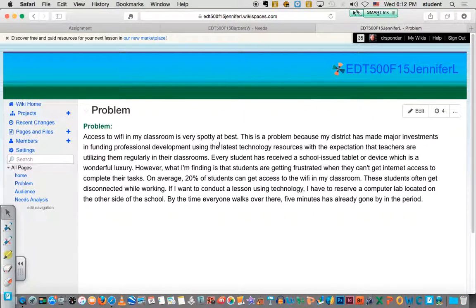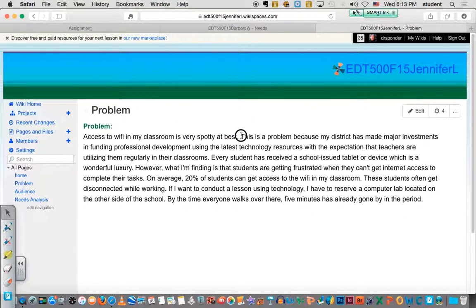Okay. So that was part of what I think I wrote in the problem, but my district has provided the devices to every student. So they definitely all have something, and it's kind of frustrating for me and them when they can't use it. Okay. Access to Wi-Fi in the classroom is intermittent. Not at best, I mean just intermittent or something.